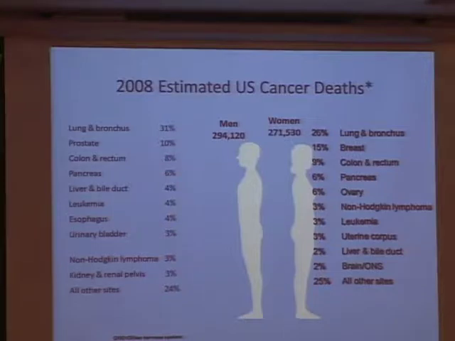Next slide. But if you look at the really big picture, lymphoma is a small part of it. Non-Hodgkin's lymphoma, and Hodgkin's doesn't even make this list. Non-Hodgkin's lymphoma, when you look at cancer deaths, and part of this is because their treatment is so good, it's only 3% of cancer deaths in both men and women. Okay? If you look at number one, 31% of men, lung and bronchus cancer, 26% of women, lung and bronchus cancer.